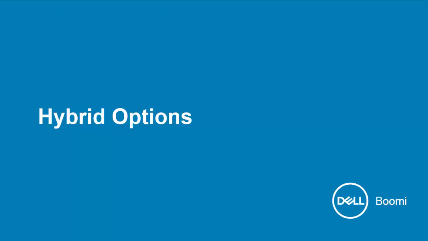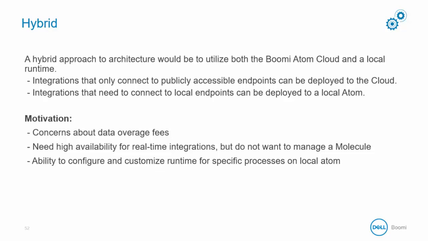At this point, you probably have a good idea of what runtime you need, but let me throw a curveball and tell you that you can also have a hybrid approach. A hybrid approach to architecture would be to utilize both the Boomi Atom Cloud and a local runtime. So integrations that only connect to publicly accessible endpoints can be deployed to the Atom Cloud, and integrations that need to connect to local endpoints can be deployed to a local Atom.